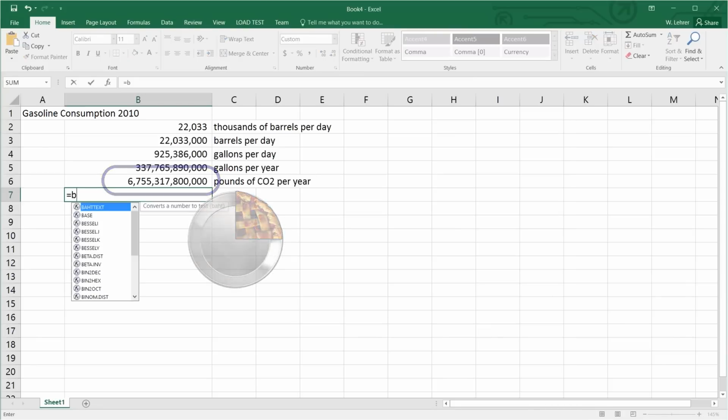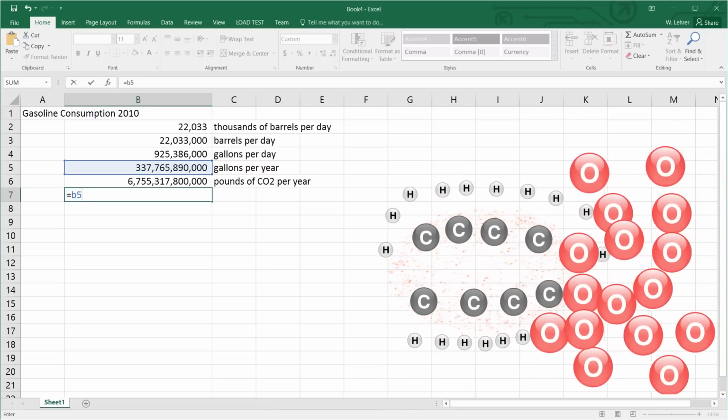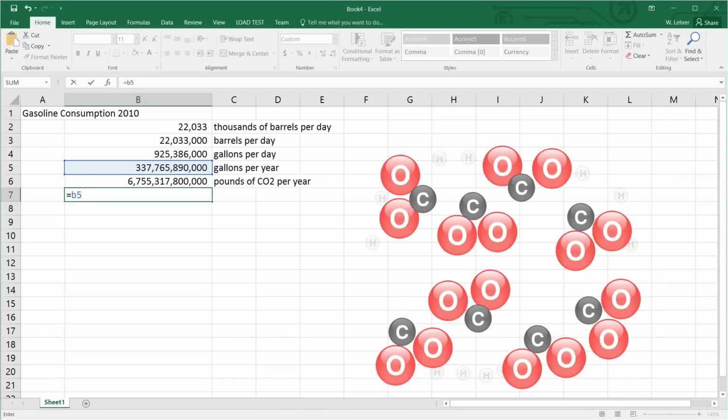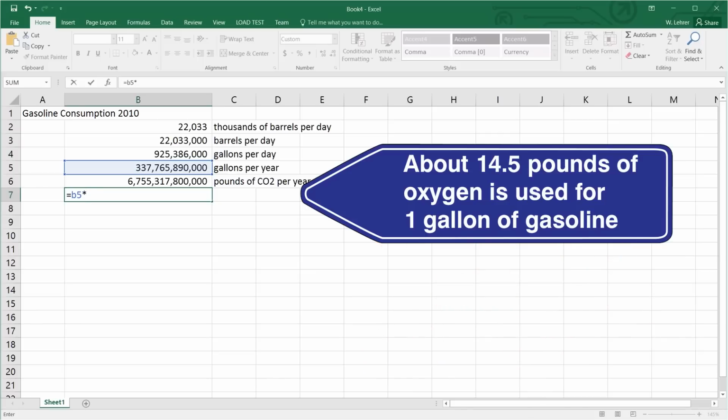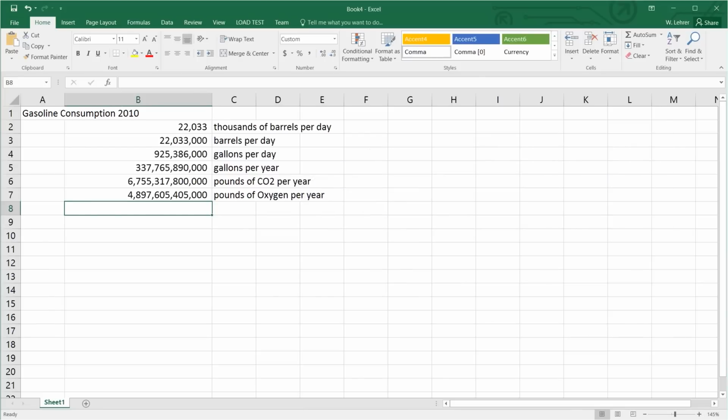Now, a number that we're going to need later is the amount of oxygen that was consumed by burning the gasoline. Chemistry tells us that about 14.5 pounds of oxygen is used up for each gallon of gasoline, so we multiply gallons per year by 14.5 to get 4.8 billion pounds of oxygen consumed in 2010 by burning gasoline.